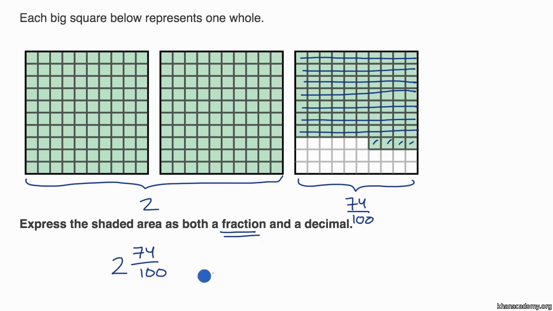Now if we want to write it as a decimal, we would have 2 wholes. And then we could go to the tenths place. You could just write 2 and 74 hundredths like that if you're pretty familiar with it. You could also think about it in terms of how many tenths and how many hundredths do you have. We have 1, 2, 3, 4, 5, 6, 7 tenths. And then we have 4 more hundredths beyond that. So you could think of it as 74 hundredths or 7 tenths and 4 hundredths. But either way, we are done.